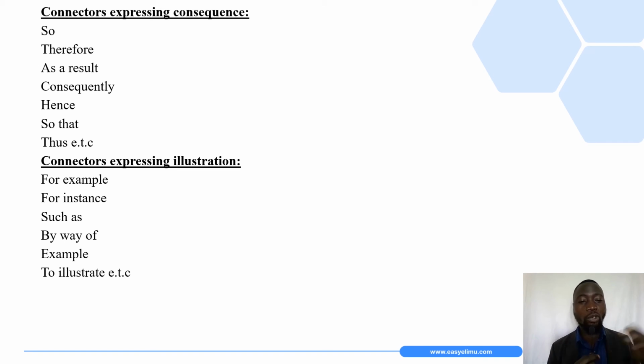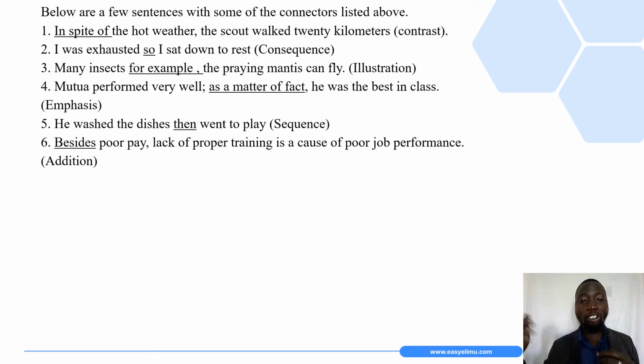What is interesting is that throughout the session, I've also used some of those connectors unknowingly, because you cannot know what you say. Okay, you can know what you say, but the audience understands better what you say. So below are a few sentences with some of the connectors that we have identified or listed in our previous slides.